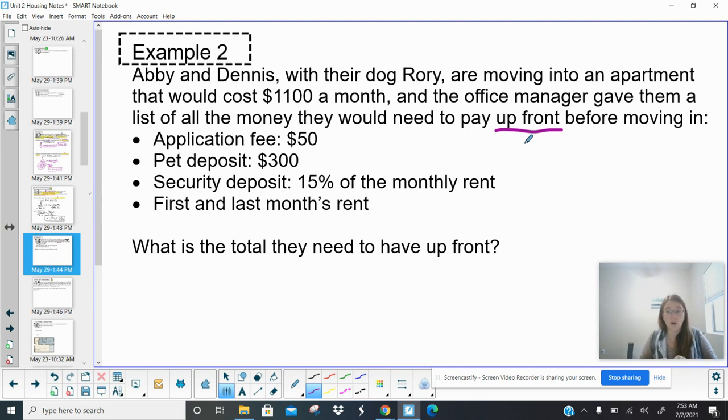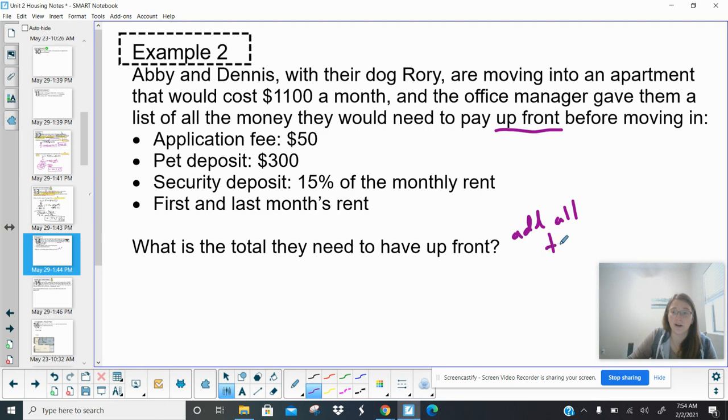Yes, even though you don't have a down payment for an apartment, there are several things you have to give them up front. Don't just think if you don't have any money saved up, then you can move into an apartment. There are some fees, there are some deposits, and this concept of first and last month's rent that we talked about, hopefully we're understanding that. So let's go through this. What is the total they need to have up front? We're just going to add them together.